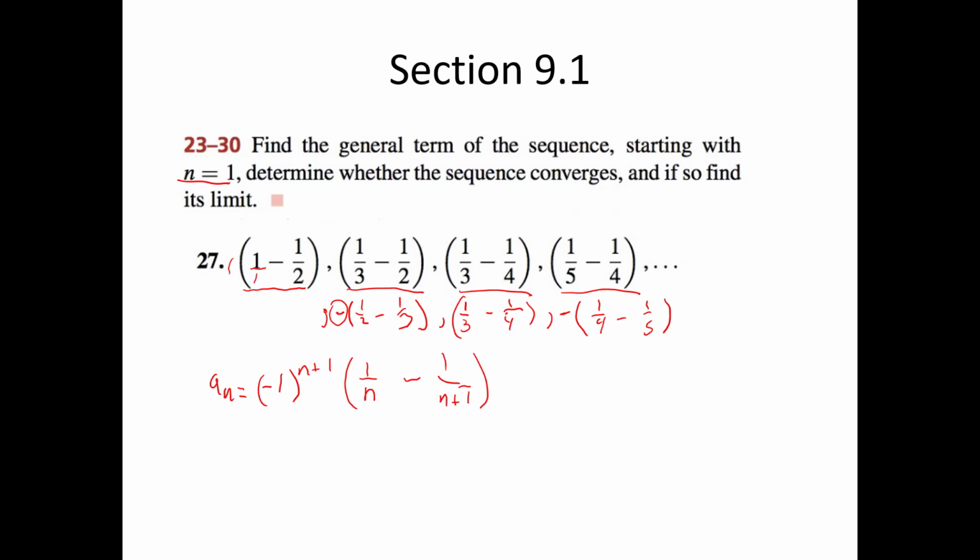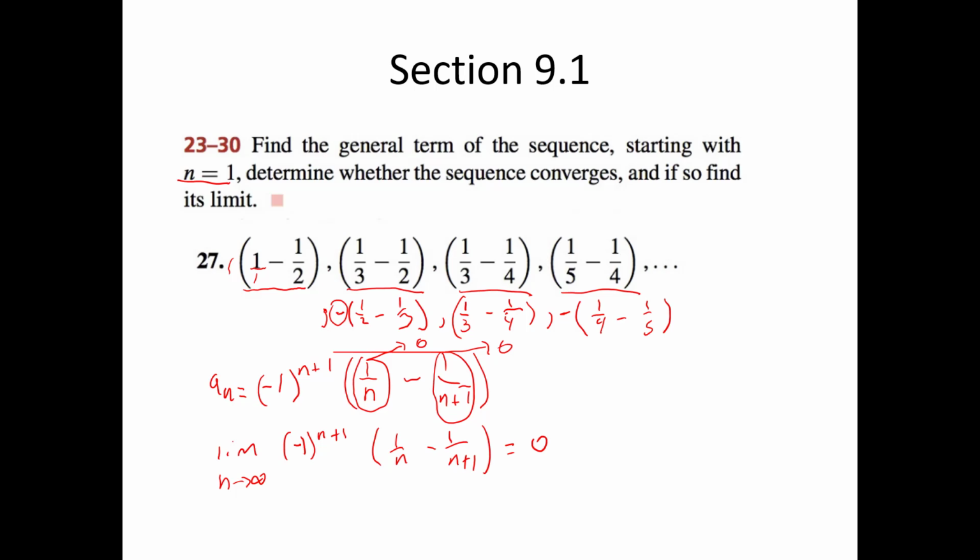And now each of these terms go to 0 as n goes off to infinity. So the limit as n goes off to infinity of -1 to the n plus 1 times 1 over n minus 1 over n plus 1 is 0.